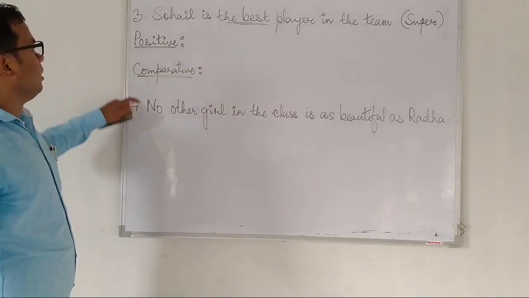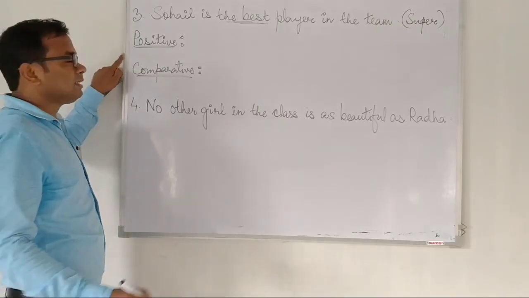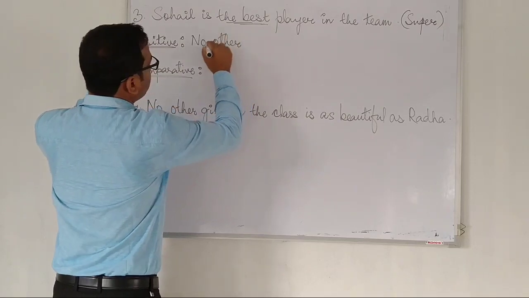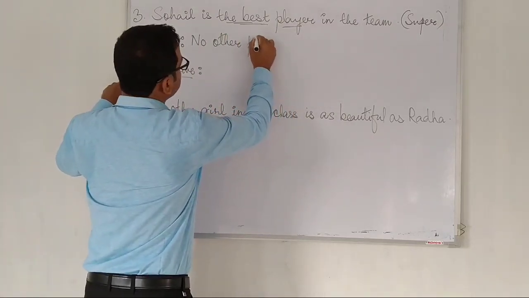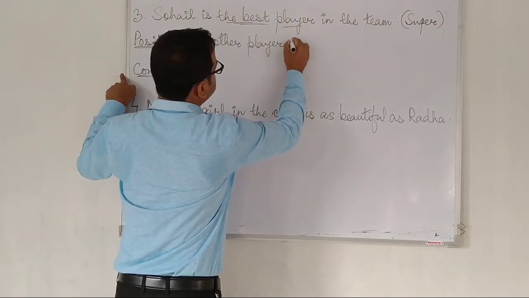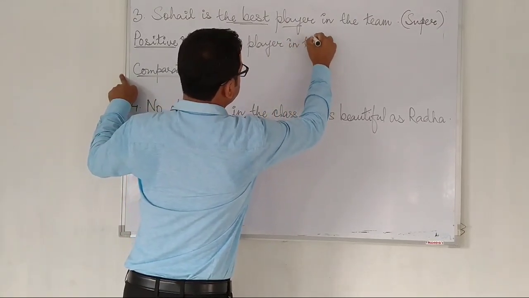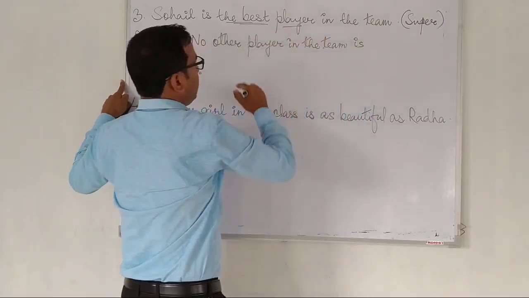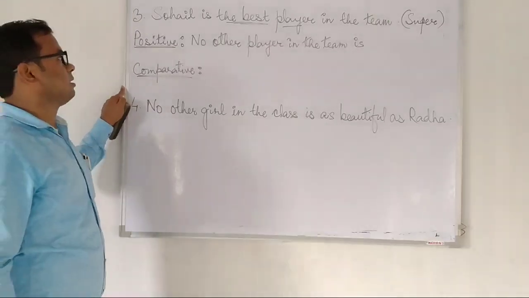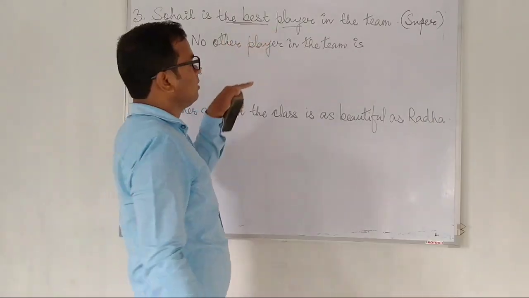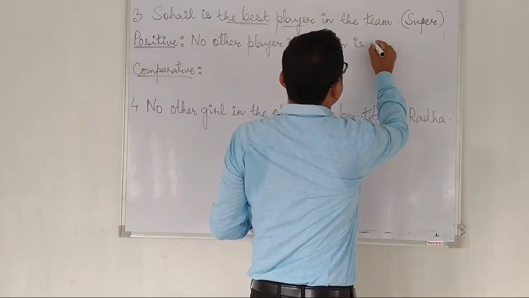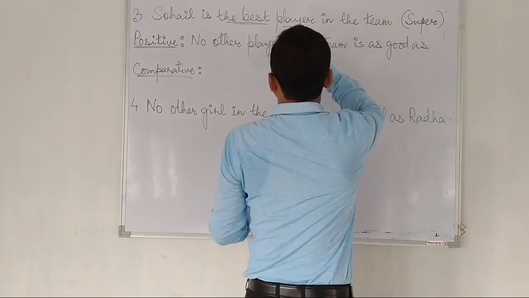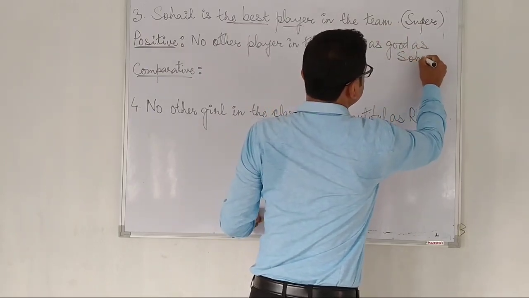In order to make it positive, we use the phrase no other. So no other player in the team is as good as. The positive form of best is good. No other player in the team is as good as Sohail.